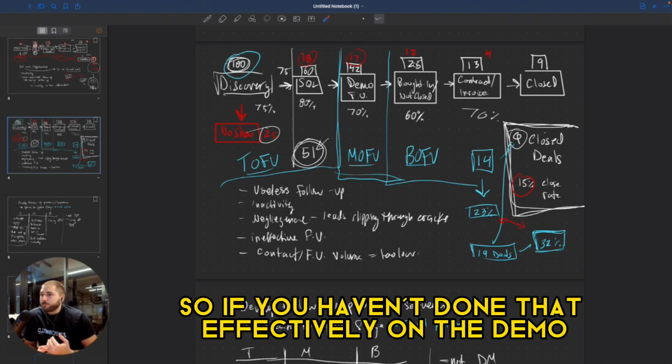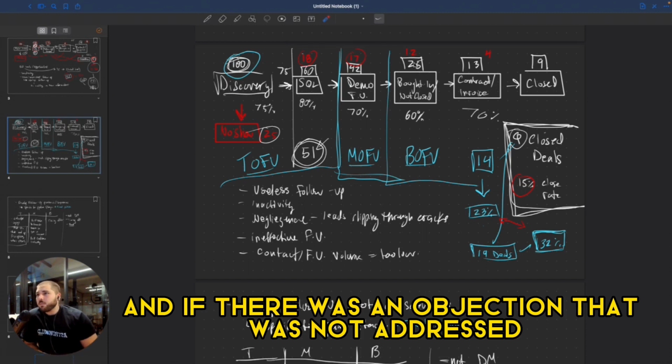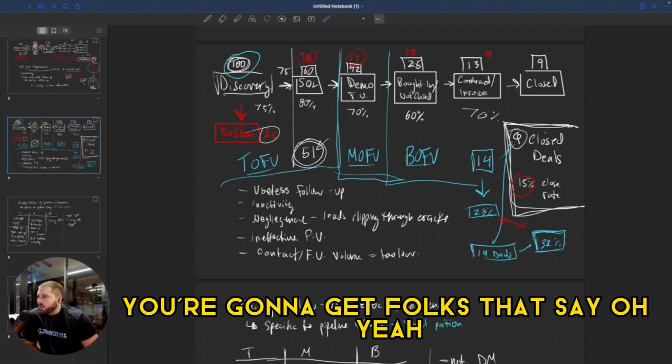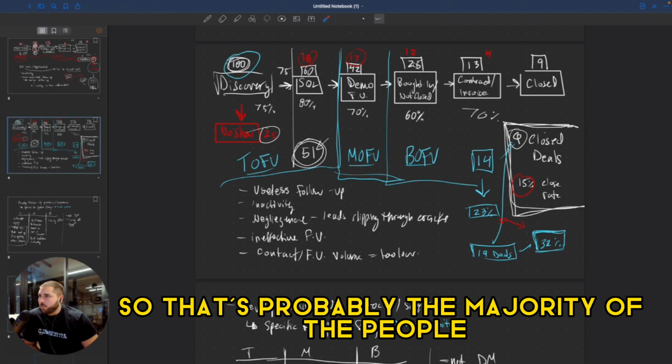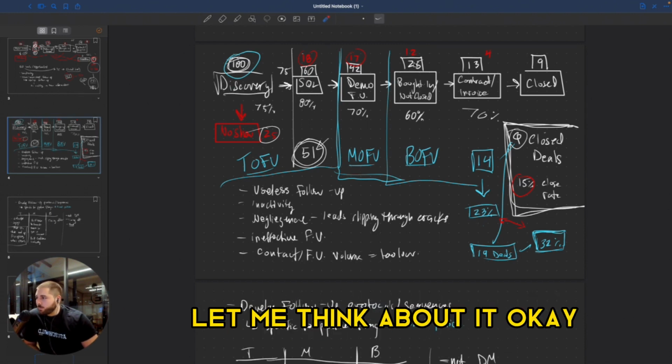Okay, so if you haven't done that effectively on the demo, they're not going to move to the next stage. And if there was an objection that was not addressed, then they're not going to move on to the next stage. Okay, so a lot of times what will happen here, you're going to get folks that say, oh yeah, let me think about it. Okay, so that's probably the majority of the people that are going to be in that stage, right? People that you show a demo to, and they're going to say, let me think about it.